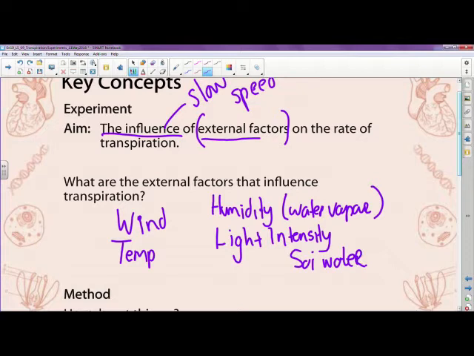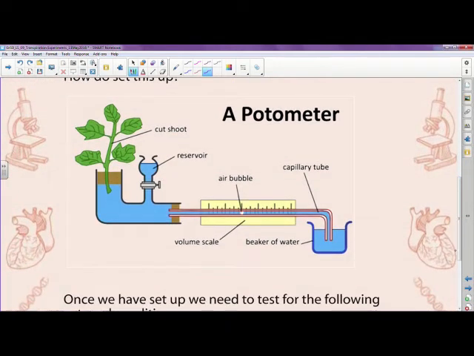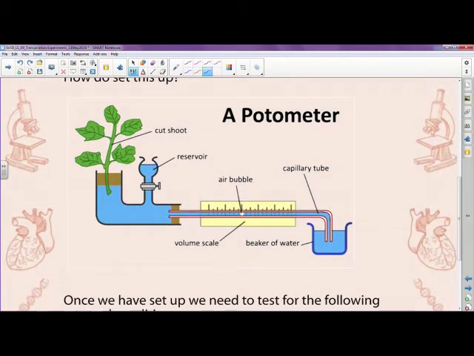But these four are going to be the factors that we are going to test. Okay, so now my method. My method is setting up my potometer. I explained to you how to set up the potometer, and that is what we are going to do.